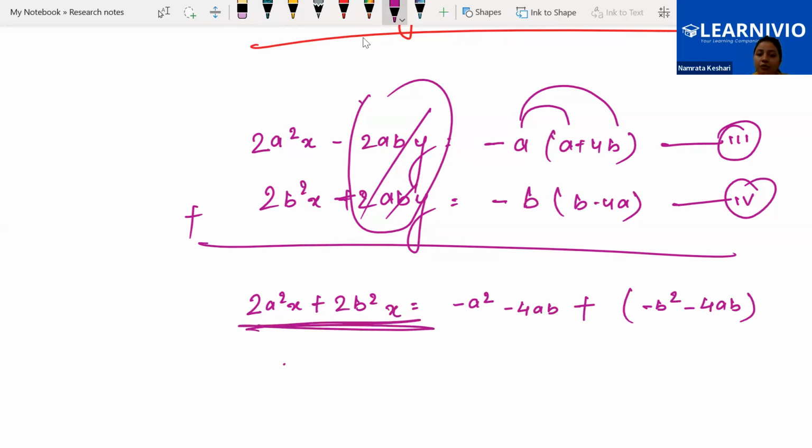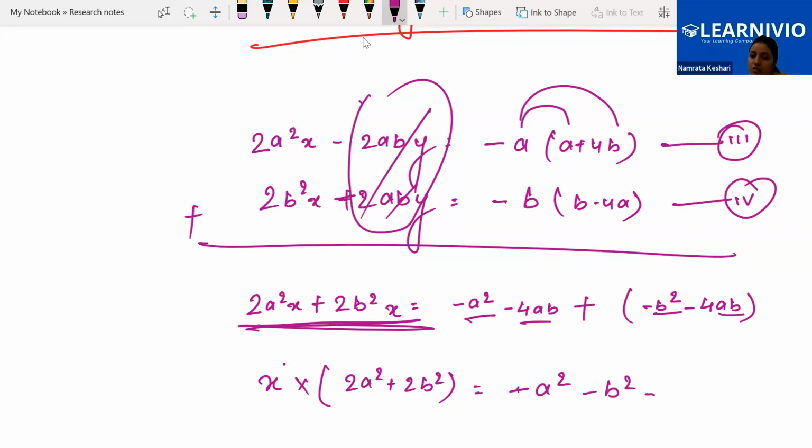And here, if we have to find the x value, x we can take out as a common. 2a square plus 2b square is the coefficient of x. On the other side we'll be having minus a square minus b square. We cannot do anything. Minus 4ab will become minus 8ab. So minus a square minus b square minus 8ab we are having.